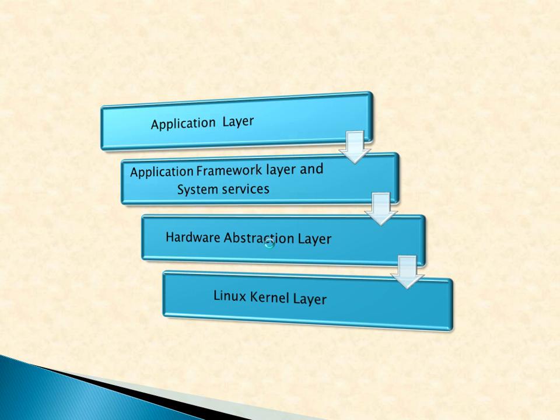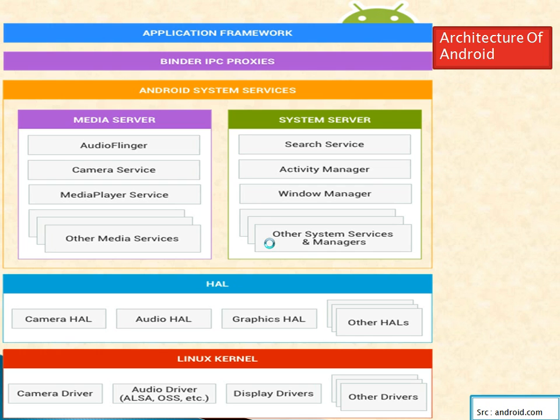This figure shows the architecture layering. The top layer is the application layer, below it the application framework layer and system services, below that the hardware abstraction layer, and the bottommost layer is the Linux kernel layer. Now I will describe the functionality of each of these layers with the help of a complete detailed architecture diagram in the next figure. This slide describes the architecture of Android.